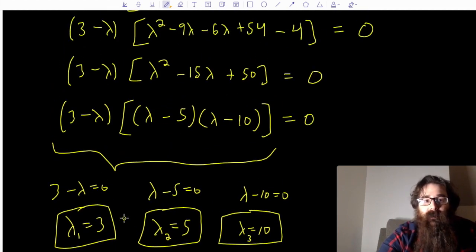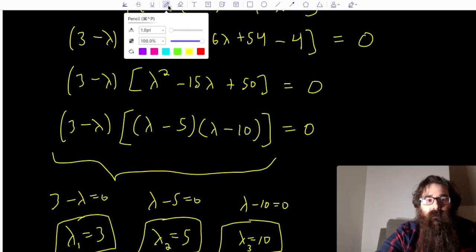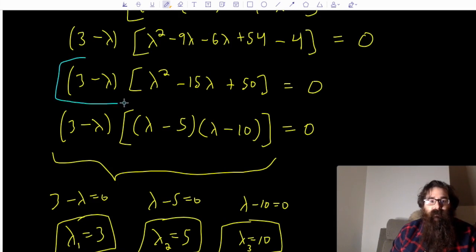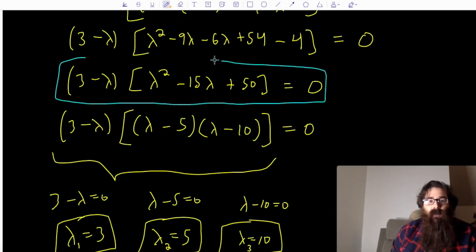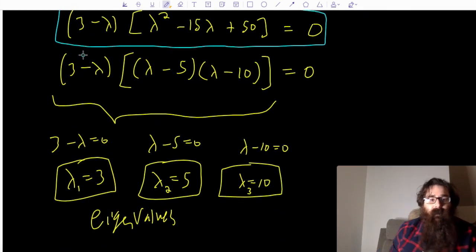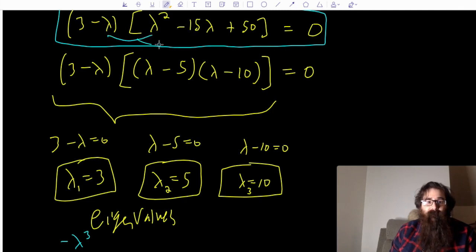Now, if you want to get a very nice version of the characteristic polynomial, you would want to go back to this stage here, and you would want to expand this out further. So if I aim to do that, let me do the negative lambda first. Negative lambda times lambda squared is negative lambda cubed. Negative lambda times negative 15 lambda is positive 15 lambda squared. And then negative lambda times negative 50 is negative 50 lambda.